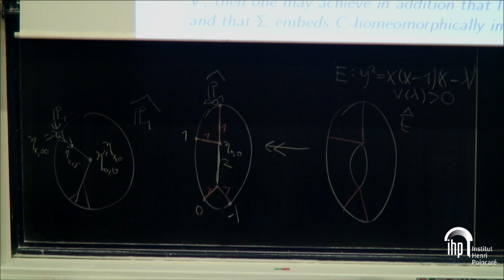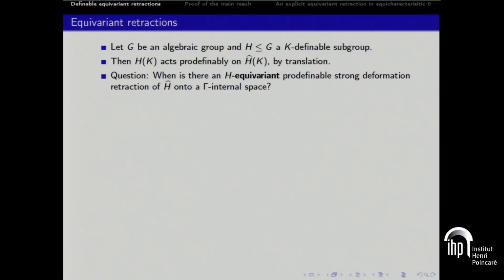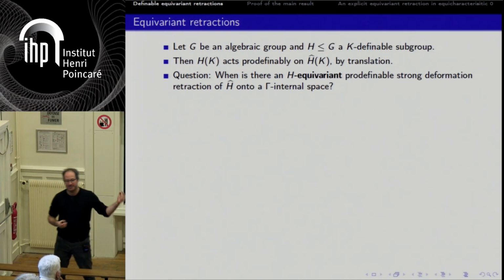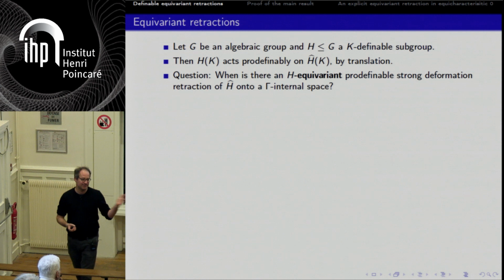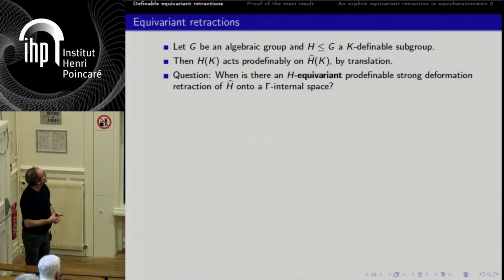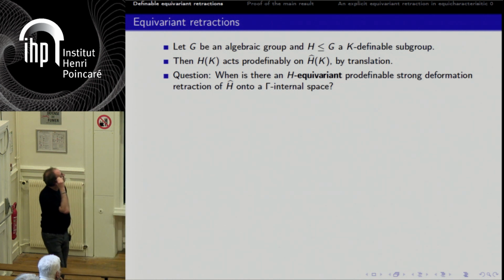Okay, good. So much for little examples in curves. Now I come back to the group, sorry. Now we have an algebraic group and a definable subgroup. We can ask the question: can I do the same game, but H(K)-equivariantly? So H(K) acts on H-hat(K) by translation, because if you take a stably dominated type and translate it, it's again stably dominated. And this is, of course, a pro-definable continuous action. So we can ask, do we find the same kind of retraction as in the theorem I mentioned, H-equivariantly?